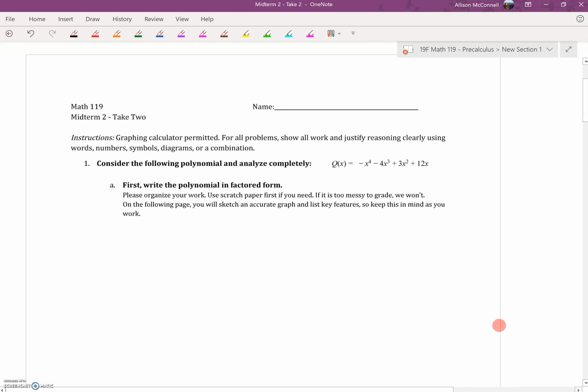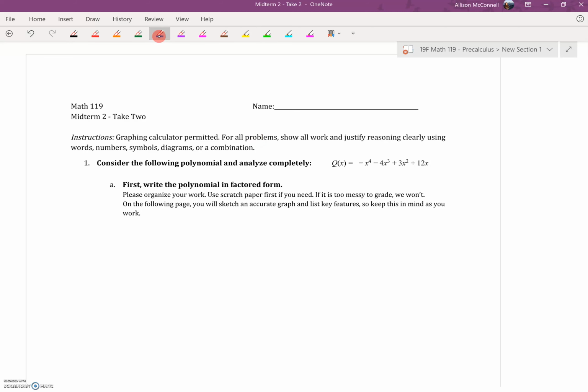On this midterm, remember we said that graphing calculators were permitted, but for all problems you still needed to show all work and justify reasoning clearly using words, numbers, symbols, diagrams, or a combination. Because you had your graphing calculator permitted, and because we took note of who had one, and it was quite obvious who had a graphing calculator based on the work, we graded these pretty harshly unless it was clear that you didn't have a graphing calculator because you had an additional tool.